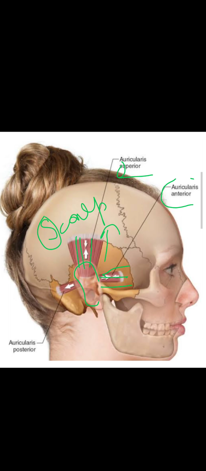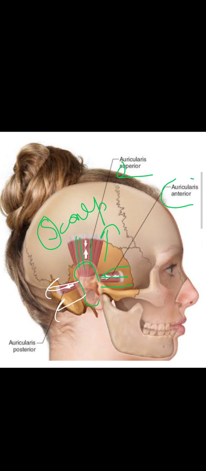The fibers directed anteriorly are auricularis anterior, while the fibers that are directed posteriorly, as shown in the diagram, are your auricularis posterior. So these are the three muscles that surround your ear auricle.